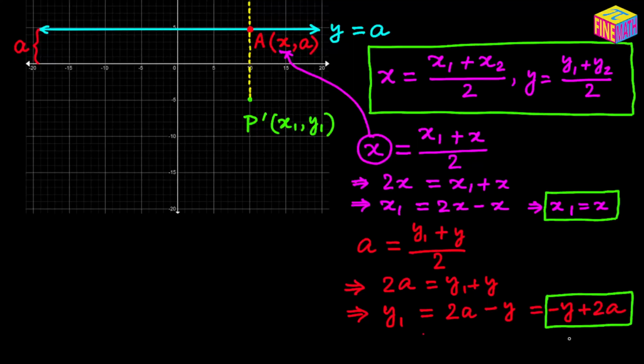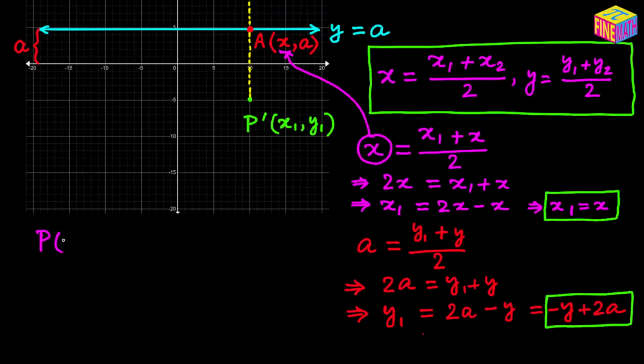It will be the negative of the y coordinate of the original point plus 2 times a, whatever the value of a is, whether a is positive or negative. Whatever value it is, you are going to use the same value with the appropriate sign in here, right? So now we have the original point. Let me first write it down here.